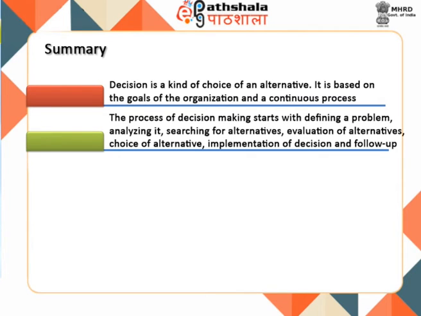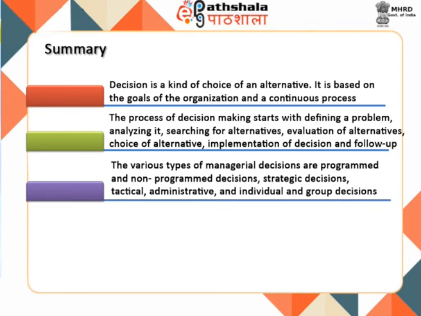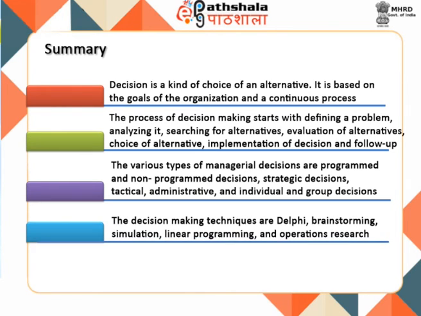The process of decision making starts with defining a problem, analyzing it, searching for alternatives, evaluation of alternatives, choice of alternatives, implementation of decision, and follow up. The various types of managerial decisions are programmed and non programmed decisions, strategic decisions, tactical, administrative, and individual and group decisions. The decision making techniques are Delphi, brainstorming, simulation, linear programming, and operations research.